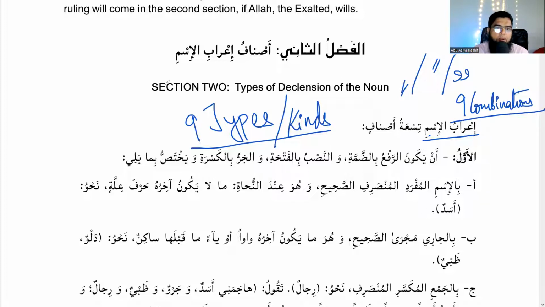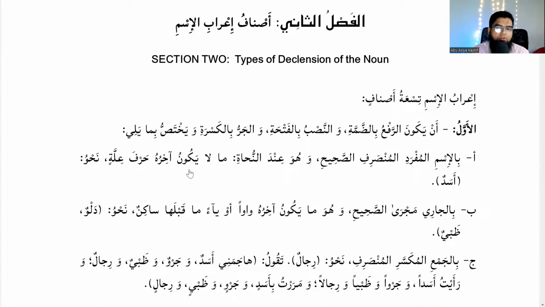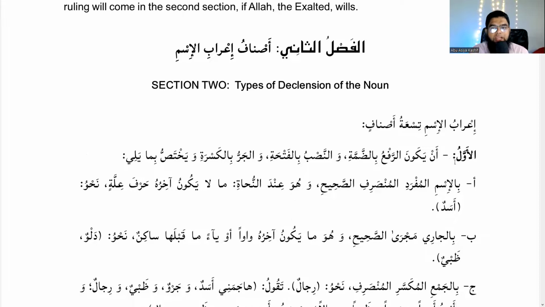Nine combinations. So you should note this down so that it will help you, inshallah. Al-awwal an yakuna ar-raf'u bid-dhamma, the rafa is with dhamma, and the nasb is with fatha, wal-jarru bil-kasra. This is the normal: dhamma in rafa, fatha in nasb, and kasra in jar. Correct? Normal.